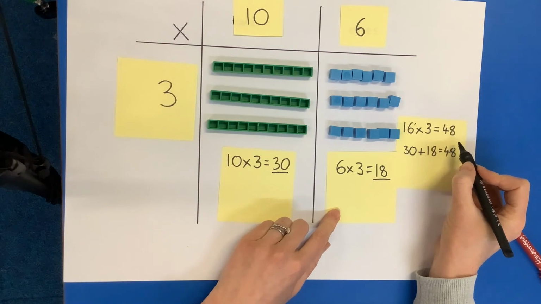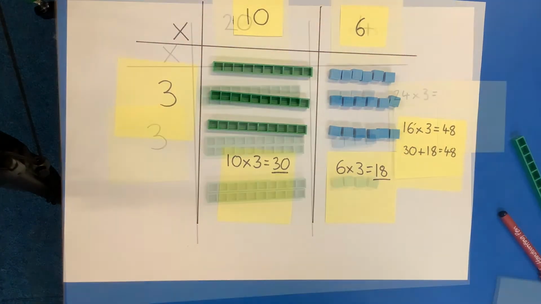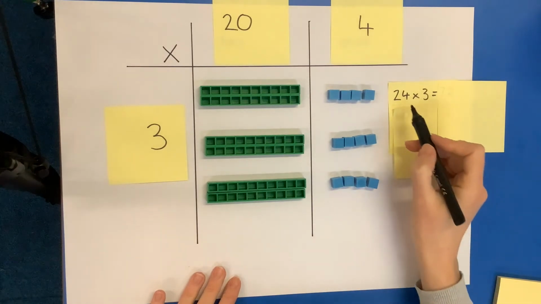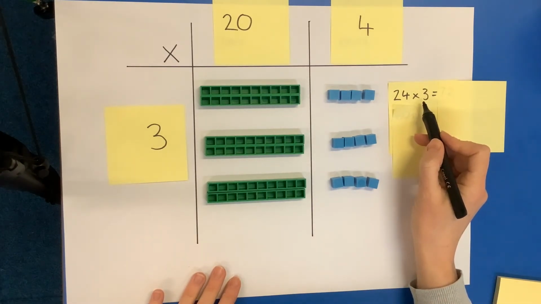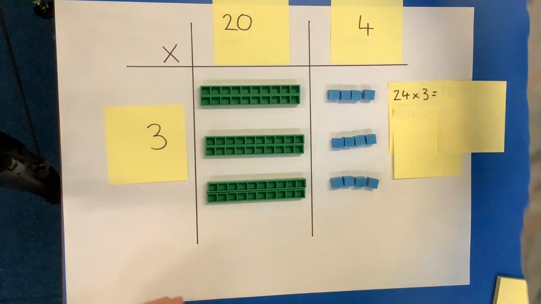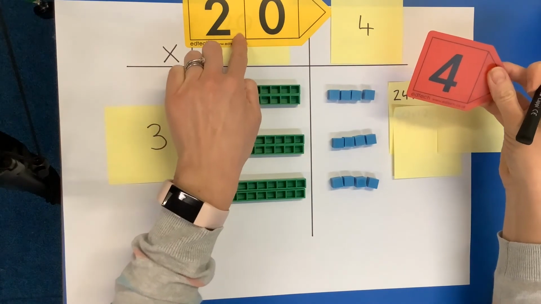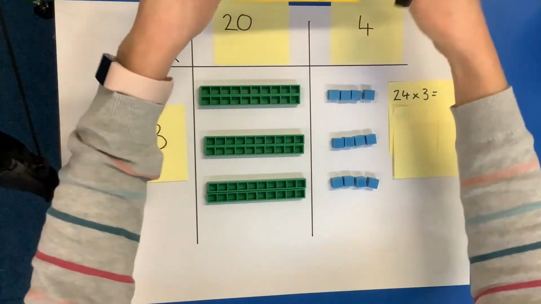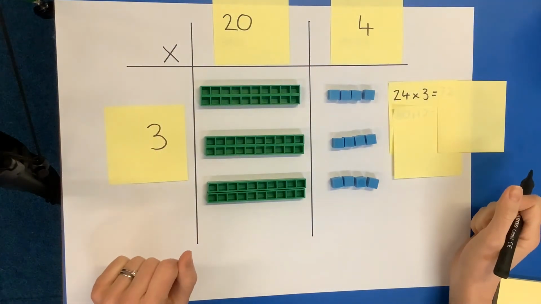Okay, one more, even more challenging this time. So for this one, I've got it all laid out for you ready. Now this time we've got 24 times by 3. So when we split the number 24, instead of 10 going into the tens column, this time it's 20. And in the ones, we have the 4. Okay, so we have 20 and 4. Then we're going to times that by 3.